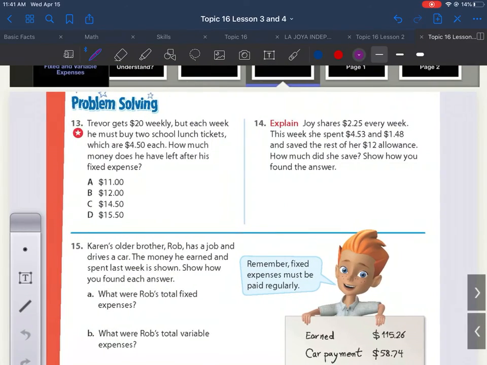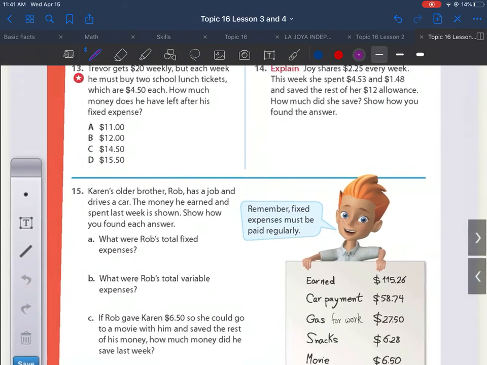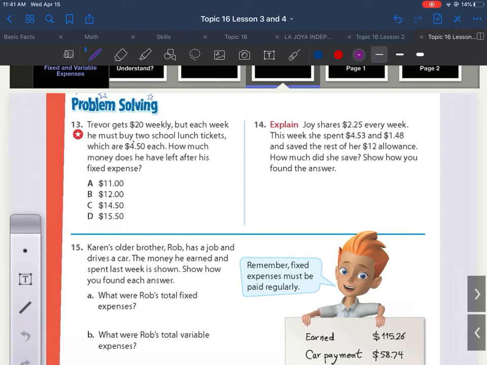Turn the page. Number 13. Trevor got $20 weekly, but each week he must buy 2 school lunch tickets. Right there, they're not tricking us, but they're writing 2 in word form. 2 school lunch tickets, which are $4.50 each. How much money does he have left? Left means subtract after his fixed expense.